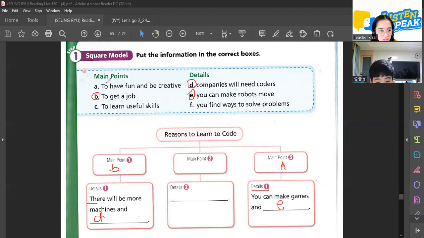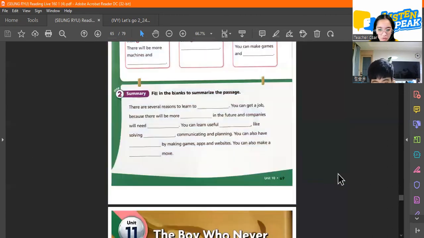The last one remaining is to learn useful skills, which means that you can find ways to solve problems because you can use those skills. Skills like coding, skills like communicating with other people. In that way, you can find ways to solve the problem. Very good.